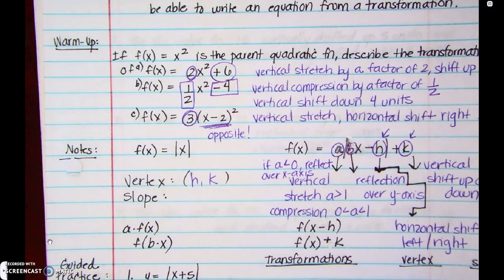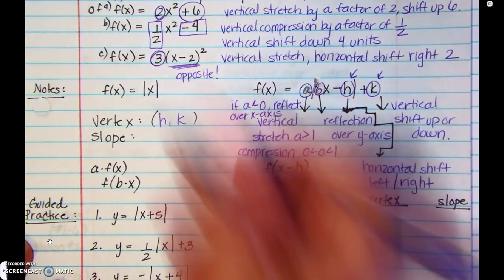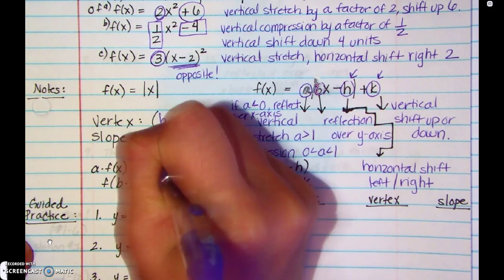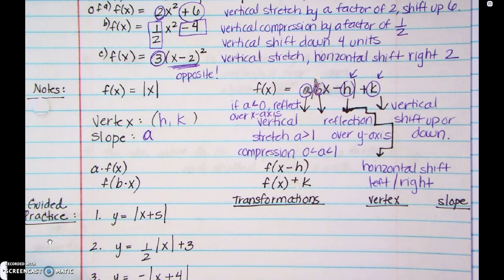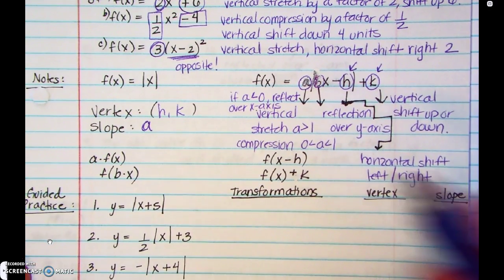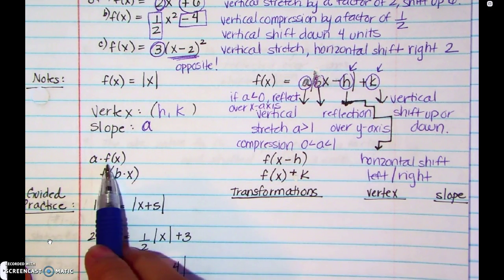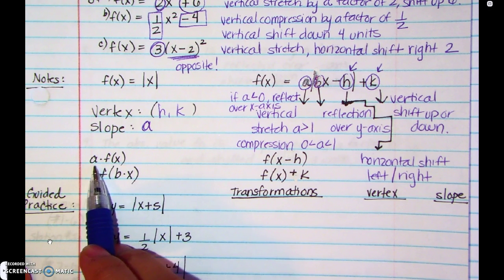Okay, so now if we look at our notes again, so H and K come from your function. Your slope is actually whatever A is. So if you see a 1/2 in front of the A, or in place of the A, then you know that your slope is up 1 to the right 2. Okay, so let's practice this, okay? Another way that you may see it is A times the function, which just means that we have either a vertical stretch or a vertical compression or a reflection if A is negative.